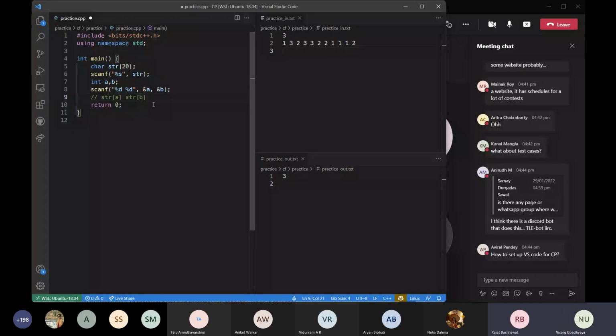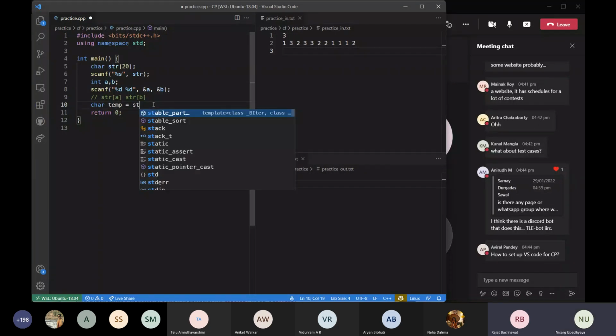Okay. So what I will do is create a char temp and store str[a] in this.